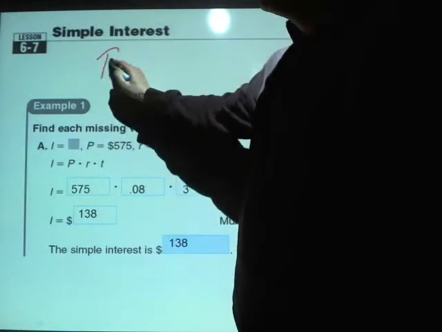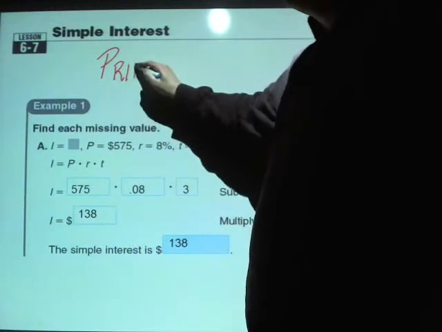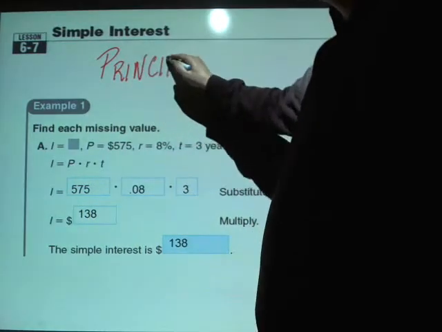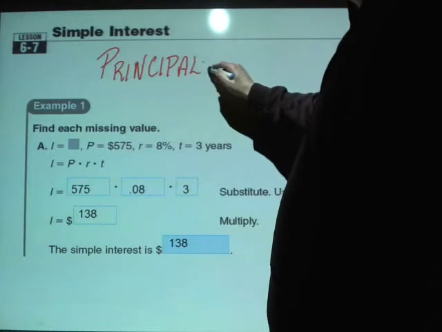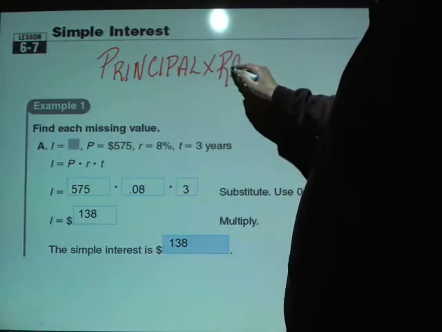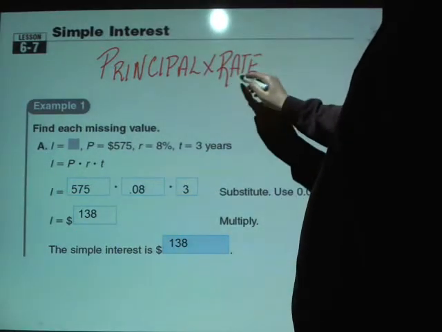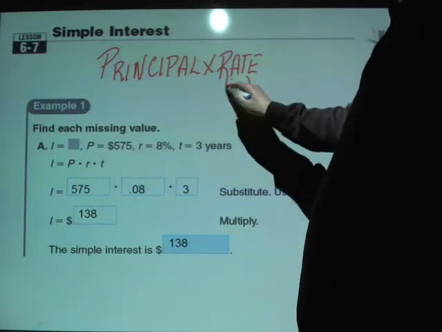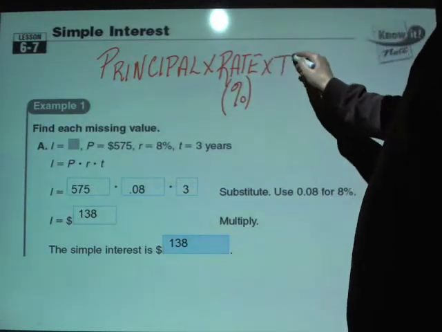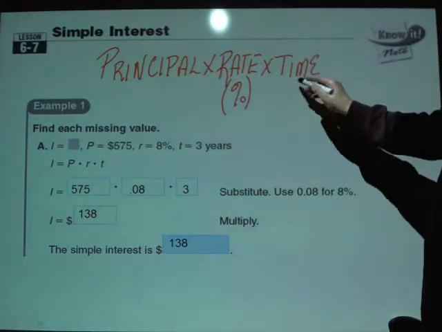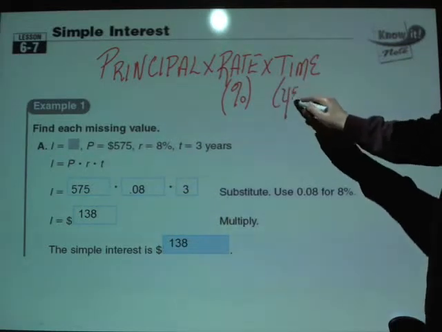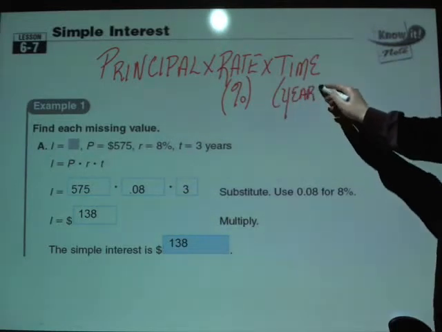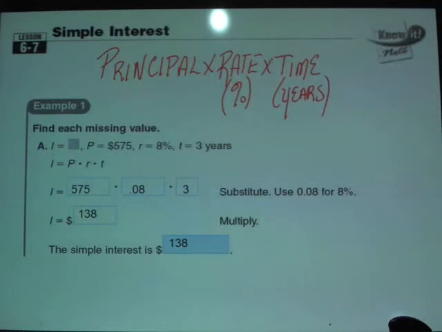says to find interest, I've got to take the principal, which is the initial amount, multiply that by the rate, which is always a percentage, and then multiply that by the time. And again, the time, that's always given to us in years. If they give it to us in some other time frame, months, days, weeks, whatever, you've got to change it to match up with years.